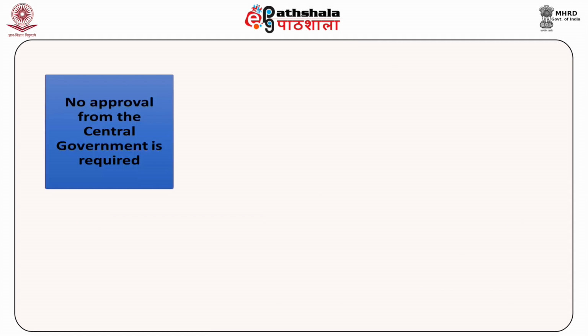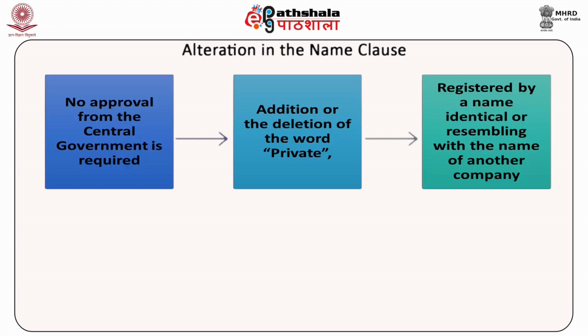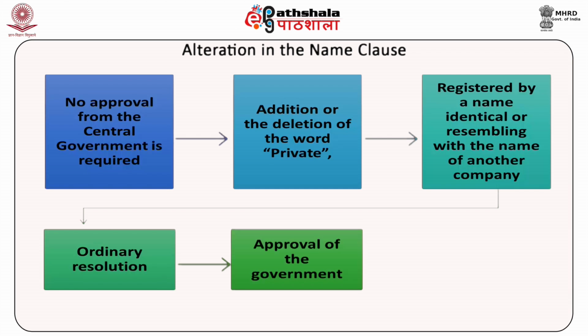However, no approval from the central government is required where the only change in the name of a company is the addition thereto or, as the case may be, the deletion therefrom of the word private, consequent on the conversion of a public company into a private company or vice versa. If, by inadvertence or otherwise, a company on its first registration or on its registration by a new name has been registered by a name identical with or too resembling the name of another company previously registered, it may, by ordinary resolution and with the previous approval of the central government in writing, change its name.